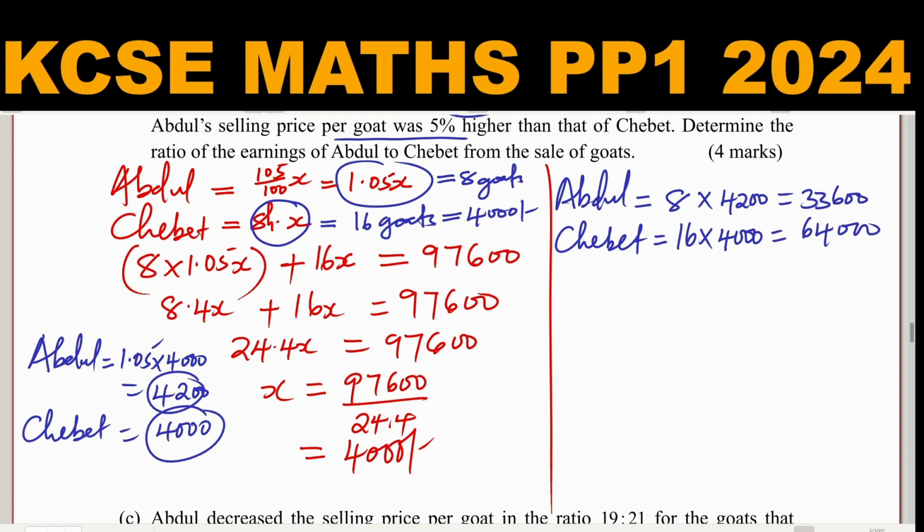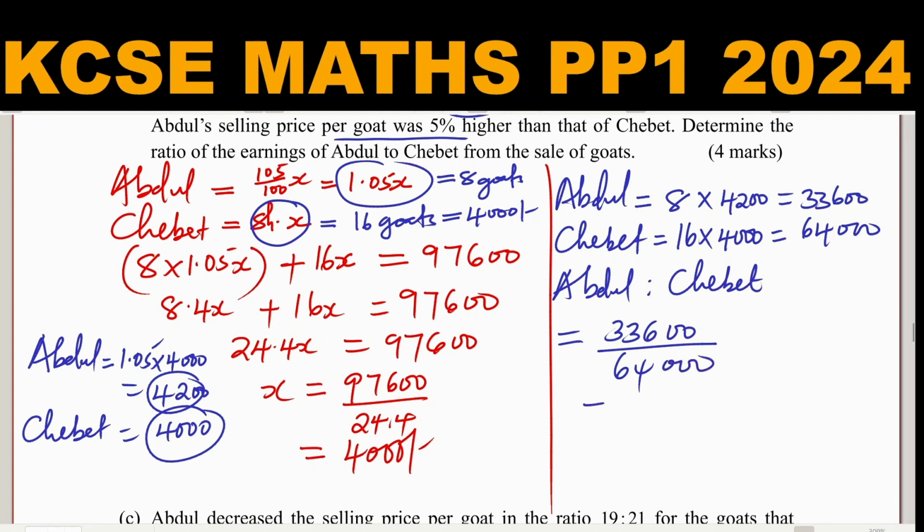So now we have the earnings by both of them, Abdul and Chebet. Now let us get the ratio. Now Abdul to Chebet. So Abdul was 33,600, then Chebet 64,000, and you just simplify this one using a calculator. When you simplify this ratio, you get 21:40. So that is the ratio.